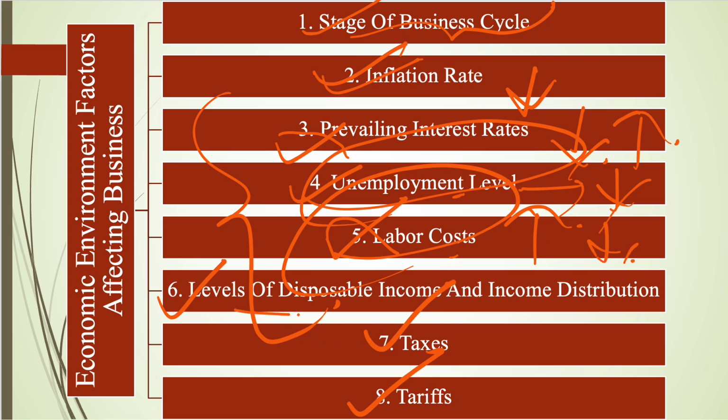Next one is the levels of disposable income and income distribution. If there is higher income of the consumer, then he can purchase the luxury goods, and if there is lower income, then he can't purchase the luxury goods. Next one is the taxes. If the taxes are high, then the prices of the products and services will also become high, and the demand will decrease. And the last one is the tariffs. Tariffs are the taxes which are imposed on the imported goods. If the tariffs are high, then the demand for domestic goods and services will become high. So these are the different economic factors which affect the business environment.